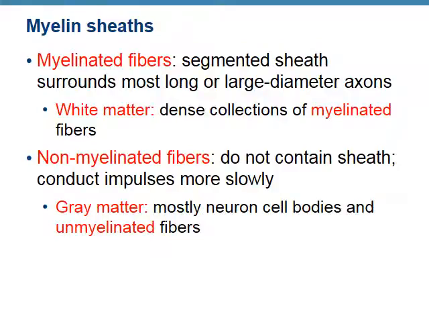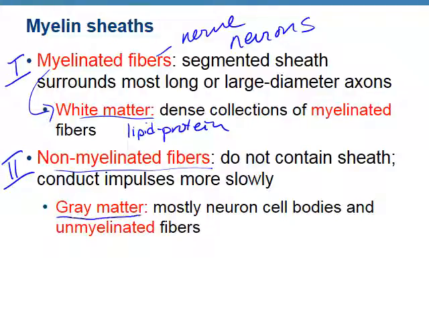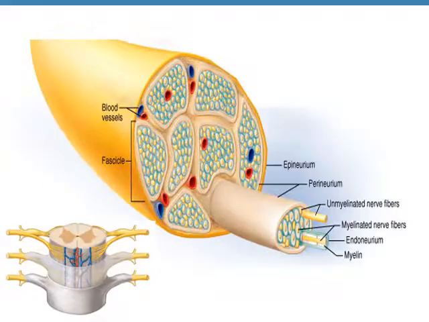So there's two different categories. There's myelinated fibers and there's non-myelinated fibers. So fibers, I'm talking about nerves, right? Or neurons, which are bundles of nerves. Myelinated fibers look white. That lipid protein myelin gives off kind of a white shine. So we'll call them white matter. And then if there's non-myelinated fibers, they look more gray in color.